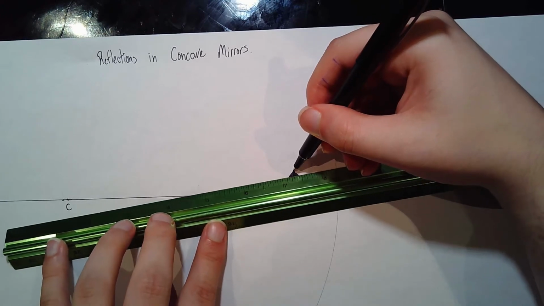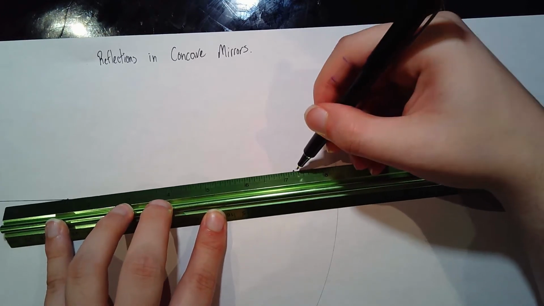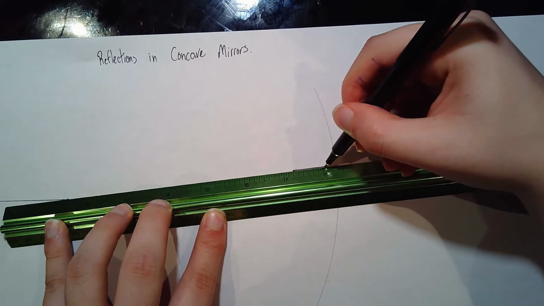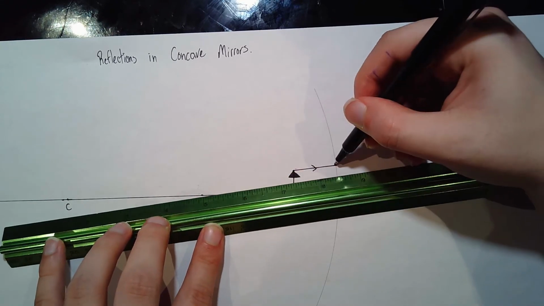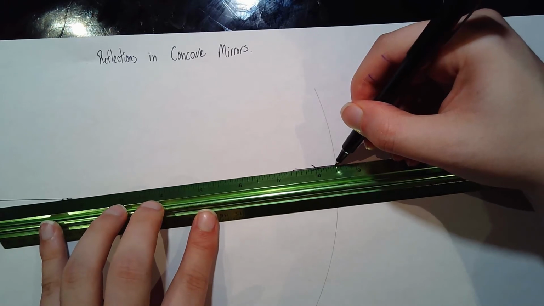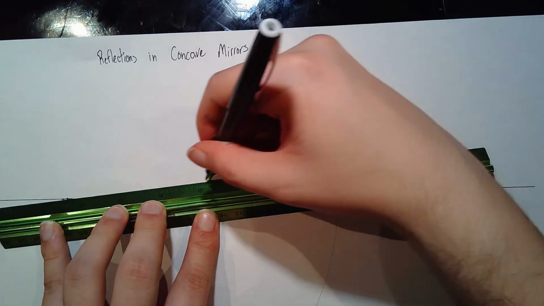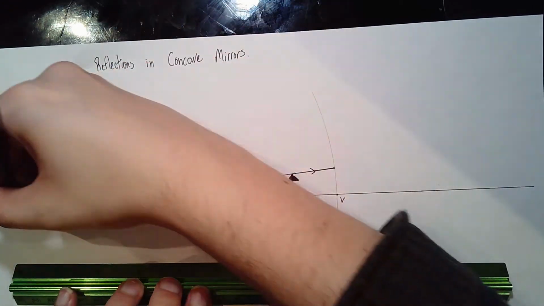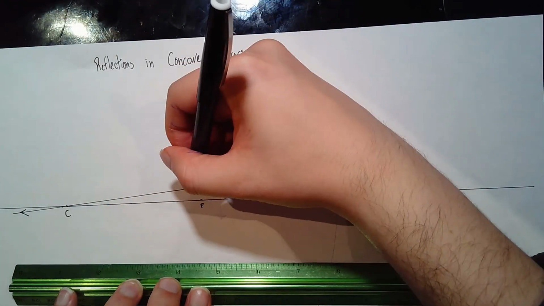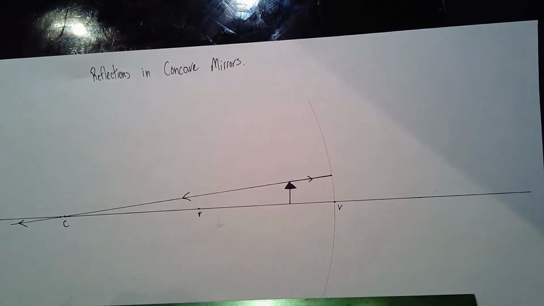So we'll have this set up. So our ray of light is going to go away from the center of curvature and hit the mirror, and then it's going to come back along the same path, right? So it's going to come all the way through here, through our center of curvature, back this way.